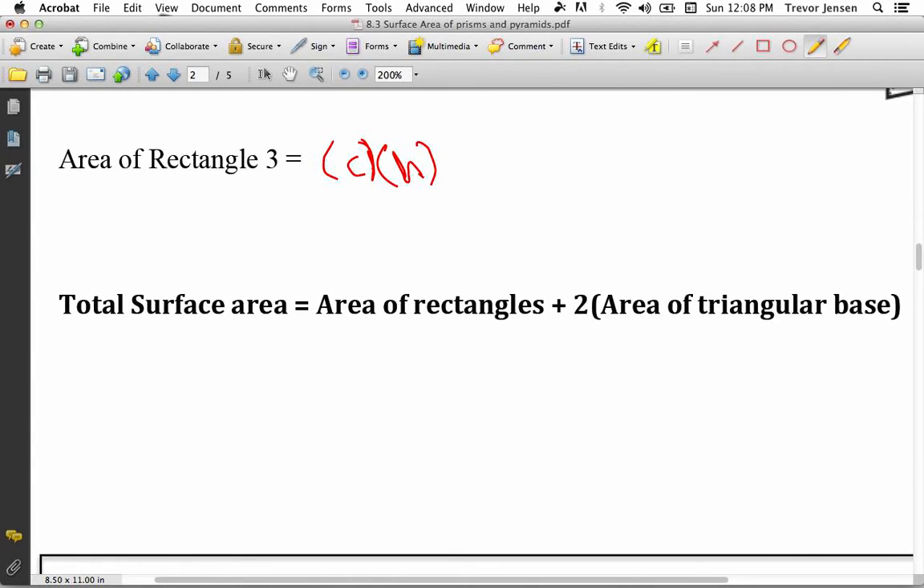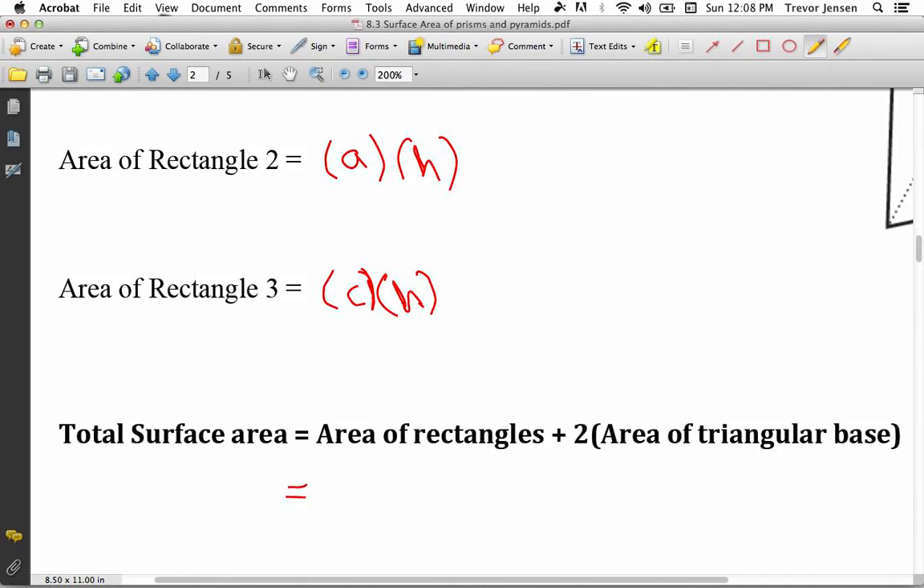If I want to find the total surface area, I have to do the area of the rectangles plus 2 times the area of the triangular base. So the area of the rectangles is B times H.